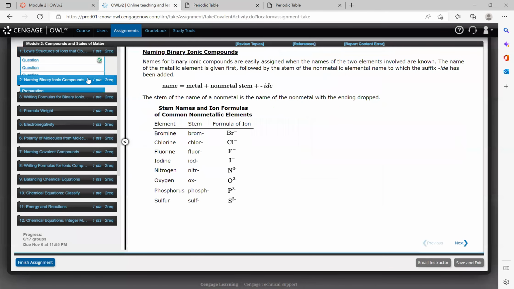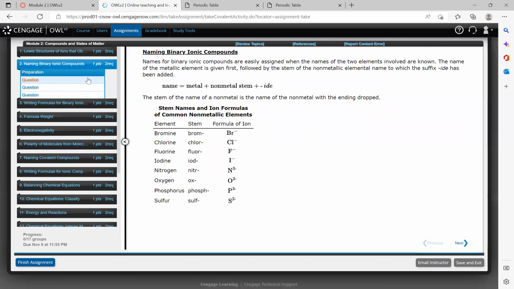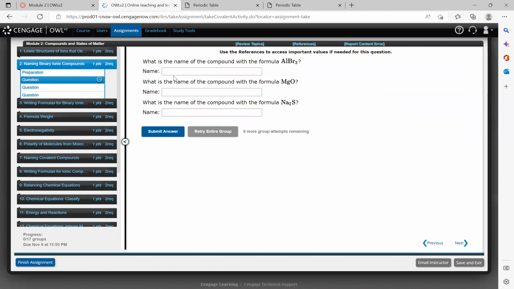All right, next question. I'm going to go out of order a little bit because I want to do all the naming together and the writing of formulas together. We're going to talk about how to name binary compounds, which are between a metal and a nonmetal. You write the metal, you write the stem of the nonmetal, and you end in "ide." For instance, Al is aluminum and Br is bromine, so we write aluminum bromide.